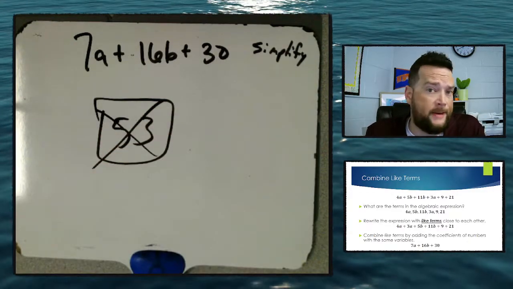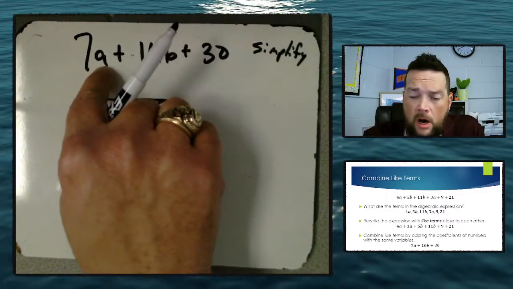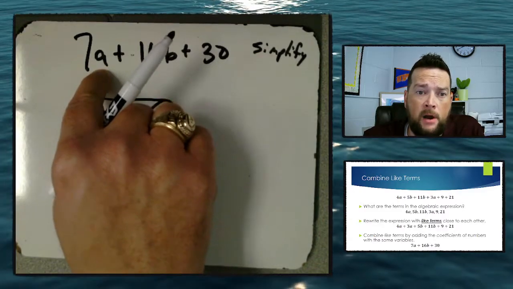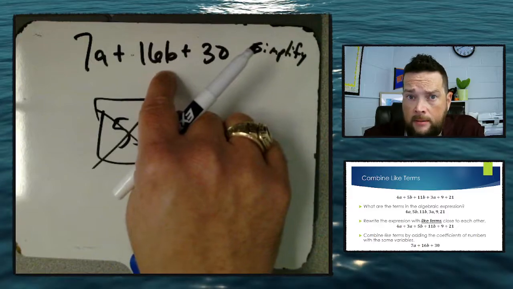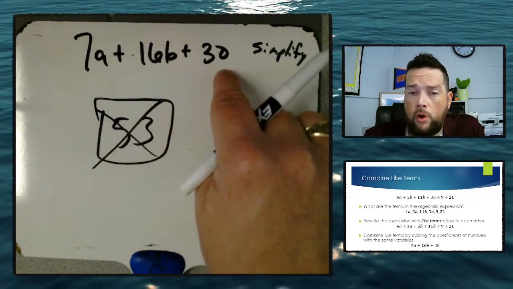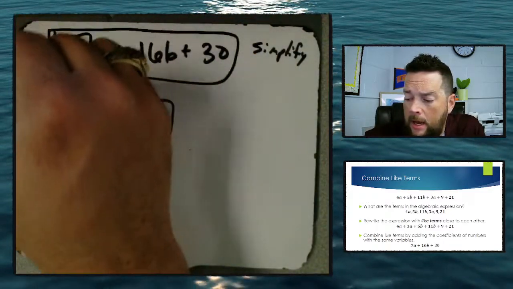You don't want to do that. When you get it to this point right here where there's only one term that has a letter a, there's only one term that has a letter b or a different variable, or there's only one constant, once you get to this point, you need to stop. Okay? Stop.